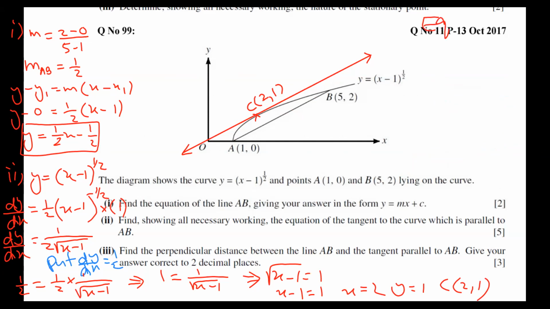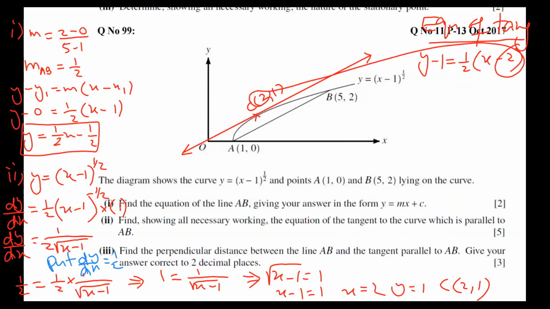So the equation of the tangent. Formula: y minus y1, and y1 is 1. So I am getting, and the gradient is the same gradient, you know it, half, and x minus 2. This 2 comes from here. Now this 2 multiplies the left hand side. I get 2y minus 2 and x minus 2. Ultimately, if you look carefully, this 2 and this 2 cancel out, and I get 2y equal to x.